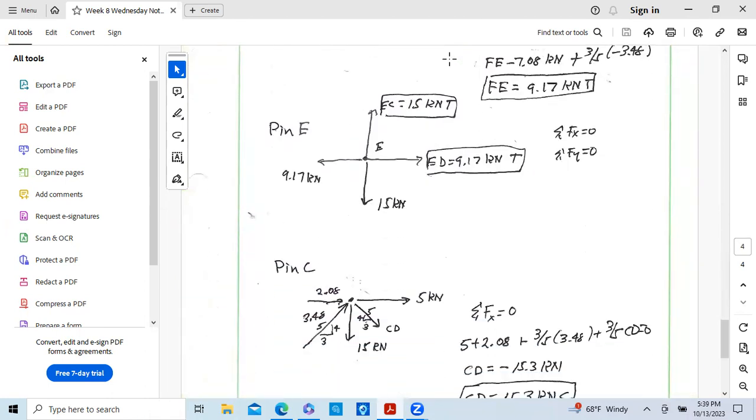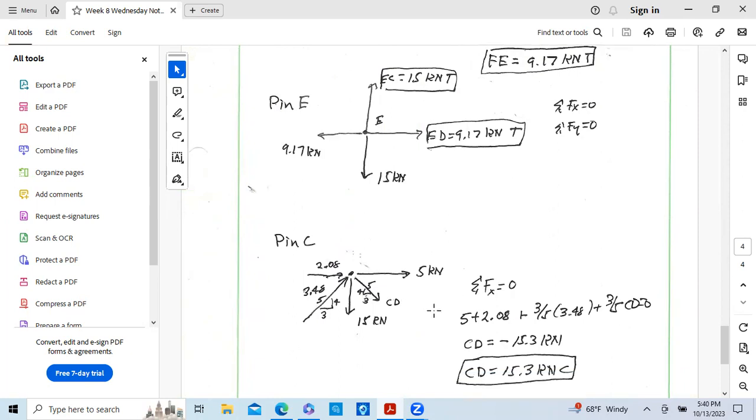This is pin C. The force is 2.08. There's the 5 kN applied force. This is 3.48, and it was compression, 0.5 tension. And again, I want CD, 4.5 slope, got that as tension.